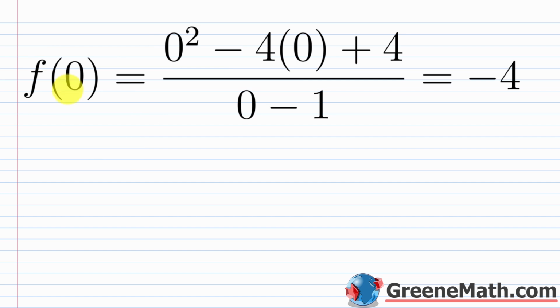For the y-intercept, plug in a 0 for x. So you get 0 squared minus 4 times 0 plus 4, over 0 minus 1. So this equals negative 4. So you're going to get (0, negative 4).